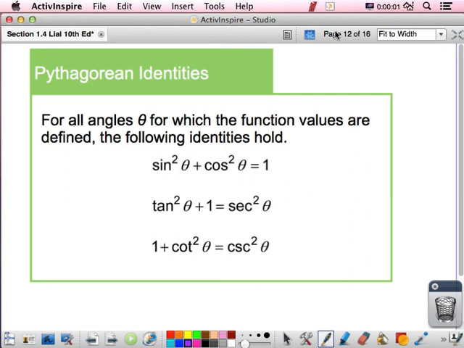Okay, we're going to leave the definitions for a while. We're going to introduce you to some new identities. Now, you can use these identities starting now. I will not force you to, however, until we hit chapter 5.